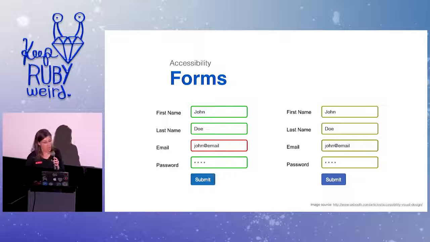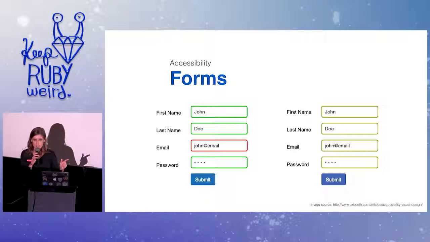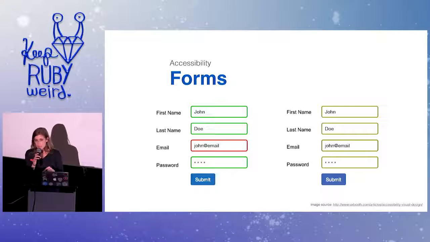Nailed it. All right, so if we look at this example here on the left, we have a form that's showing error messages exclusively by changing the color of the outline on the input. And we are using green to signal success and red to signal failure. That makes sense if you can see color fully. That works fine. But the most common type of color blindness is a red-green color deficiency.